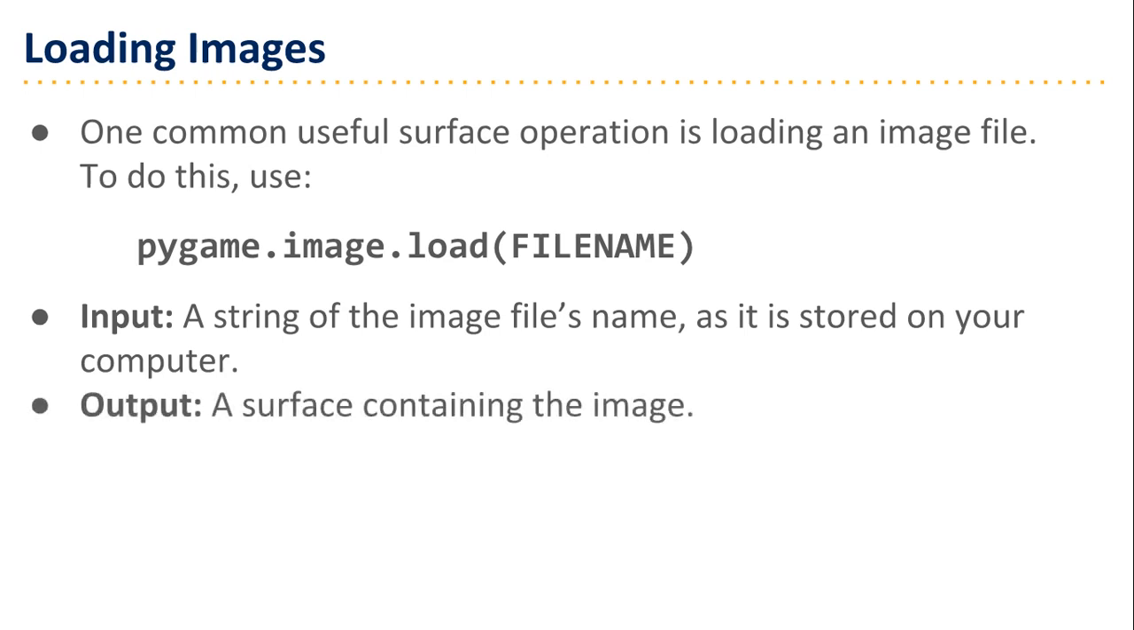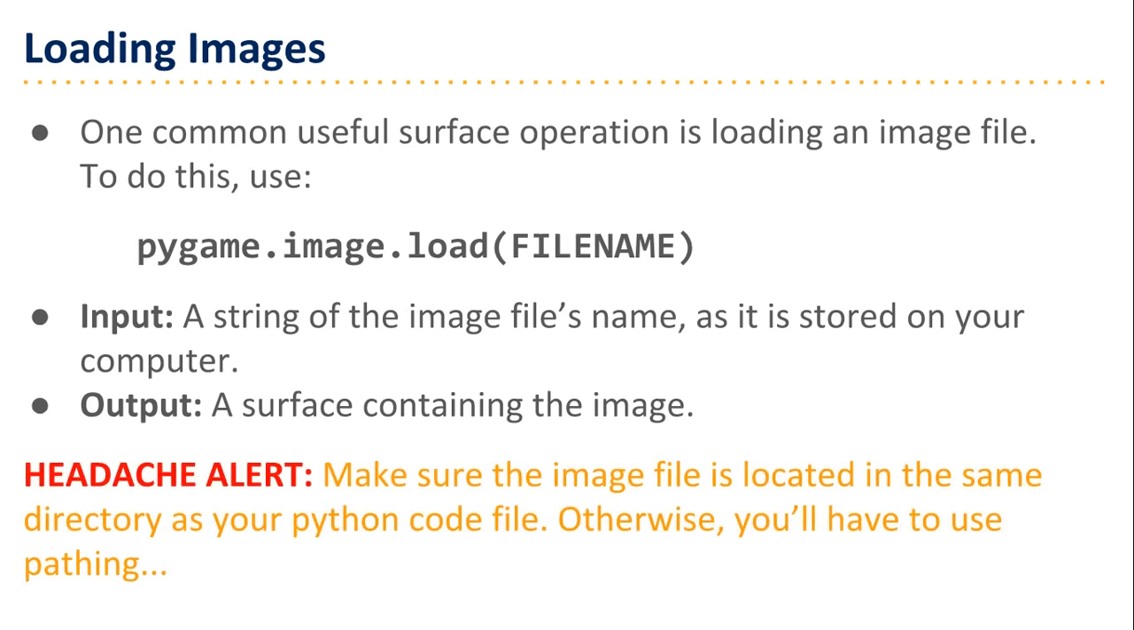And the output is a Pygame surface containing the image. So we talked about a Pygame surface being this grid of pixels, and basically what this method does is it takes the image and overlays it onto a surface. So now each pixel, instead of just being black or having no color, has a particular color that corresponds to whatever the color of your image is at that spot. So it loads an image onto a surface, and now you can work with the image.